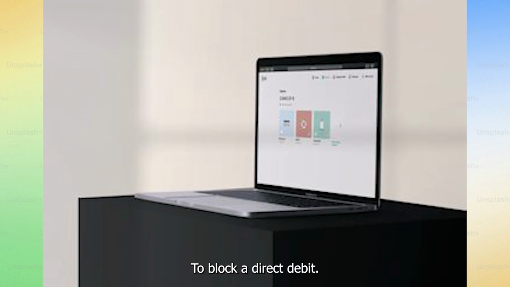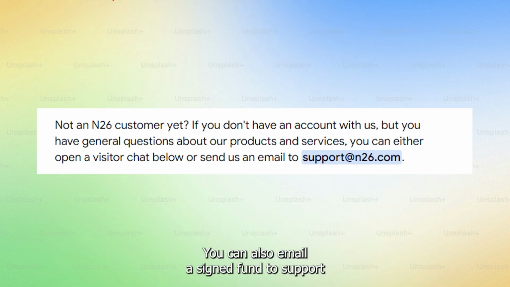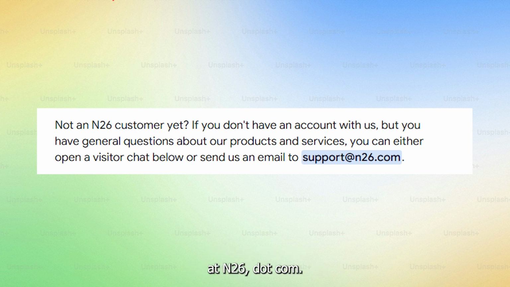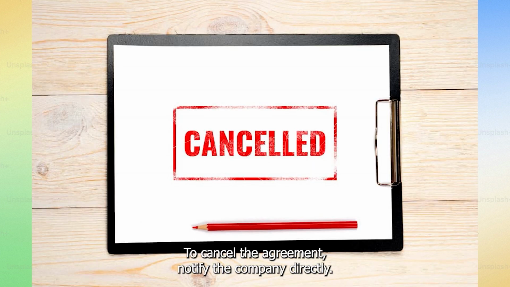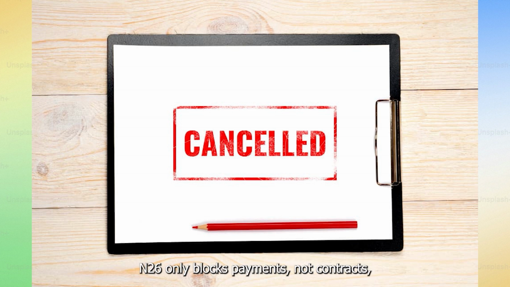To block a direct debit, open the N26 app, find the Debit tab, block direct debit. You can also email a signed form to support@n26.com. To cancel the agreement, notify the company directly. N26 only blocks payments, not contracts.